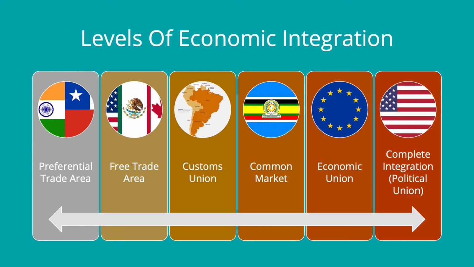Next, an economic union has all the features of a common market, but member countries now share a common currency. The 19 member states of the Eurozone are in an economic union, with the euro being their common currency. Finally, complete integration occurs when individual states are both economically and politically interlinked, and are managed by a central government. The United States is a great example of this, as a union of smaller states that were previously independent.